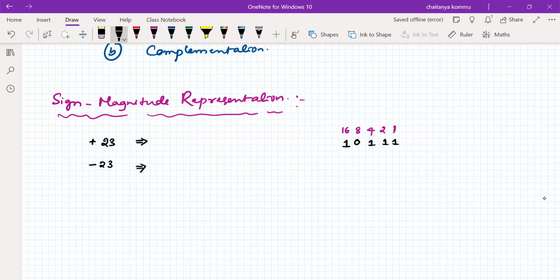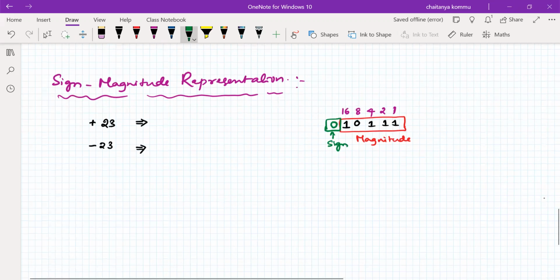That's 23. Whenever you are representing this 23, this number is called the magnitude. If it is a positive number, we have to keep an additional bit, called the 0 bit, to say that it's a positive number. By looking at this extra MSB bit, we can say that it's a sign magnitude representation. This is called the sign.